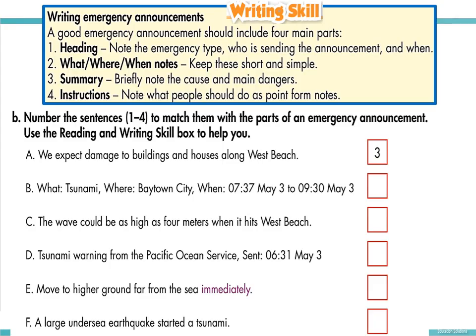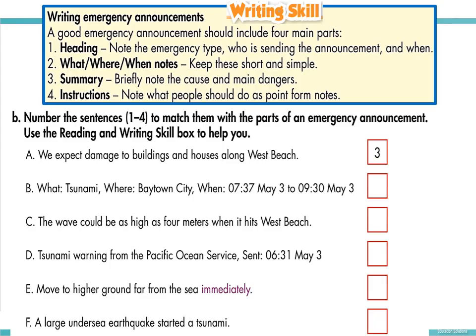Now, you number the sentences from 1 to 4 to match them with the parts of an emergency announcement. We use the reading and writing skill here to help you. Now, for example, A: we expect damage to buildings and houses along West Beach. Okay, it's about a little summary. So summary, number 3. You see, A is 3.